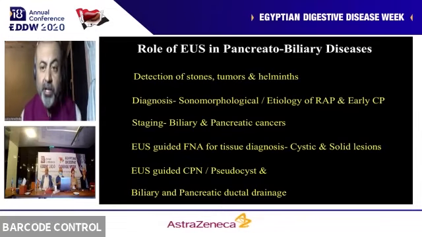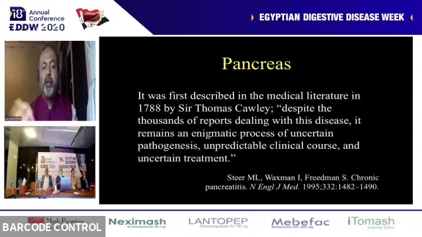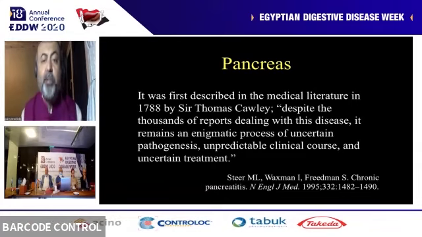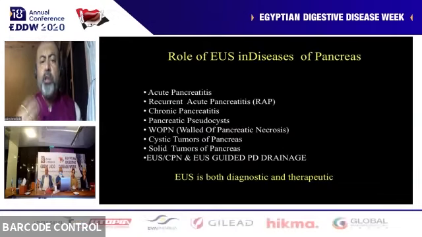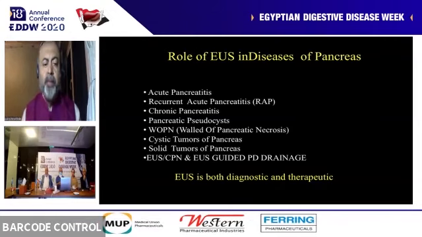Coming to the complex anatomy, as we all know, and some wise people did mention, this organ was first described in 1788, and since then it has been an enigmatic organ for all of us across the planet to get control over its proper diagnosis and very effective management. So if you ask me what is the role of EUS in diagnosis of various problems of the pancreas: acute pancreatitis, recurrent acute pancreatitis, chronic pancreatitis, pancreatic fluid collection, mucinous and cystic tumors, solid tumors, and other interventions.